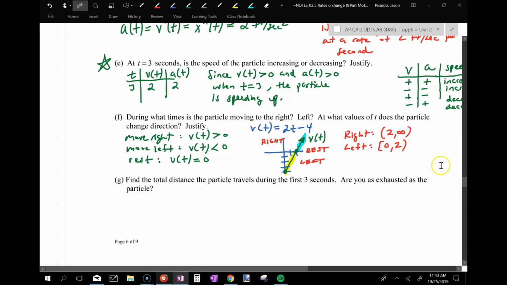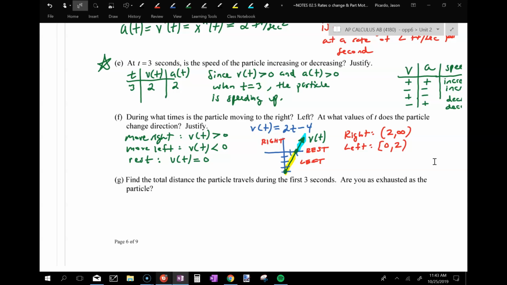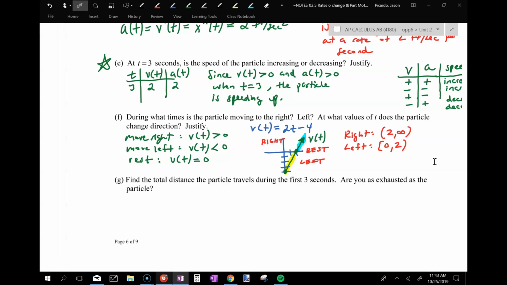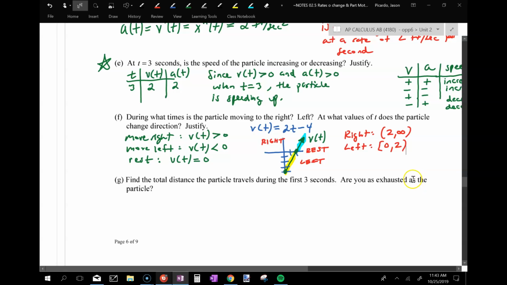Now this is where physics and the mathematics maybe take two different roads, right? Can something go from 0 velocity to an instantaneous -4 velocity? In physics, can you go from standing still instantaneously to going -4? I mean, no, right? There's got to be something in the middle of that. So this is not a real life scenario in that sense. And then again, I'm at rest at t equals 2, right?